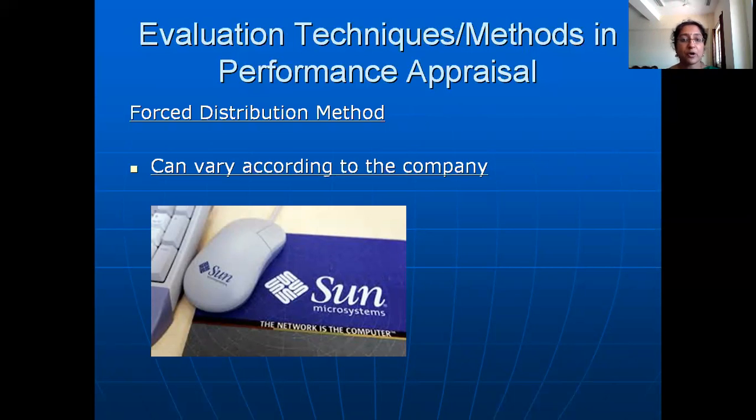If there are 100 employees, 10% of the employees will be posted in the bottom. The remaining 70 employees, 70% of the employees, will be in the middle. So the categories here are top performers, 20% of the employees compulsorily put them in top performance. Middle performance, 70% of the employees put them in middle performance. And 10% of the employees, you put them in the low performance category, compulsorily.